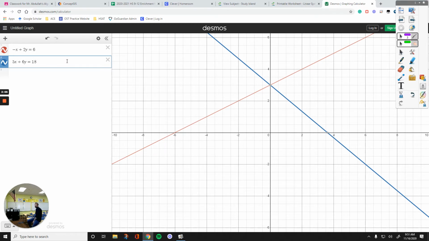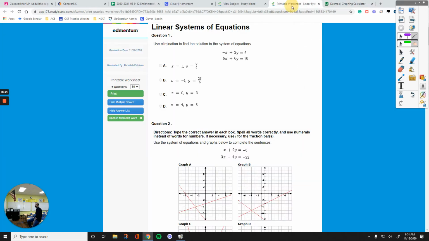Now we have a point of intersection. If I click this point, or if I just hover over it, it'll tell me what the coordinates are. x equals 0, y equals 3 would be my solution. x equals 0, y equals 3 is right here. That would be my solution. That's how simple this assignment is going to be. If you can use a graphing calculator, why not use it? Okay, scrolling down to the next question.